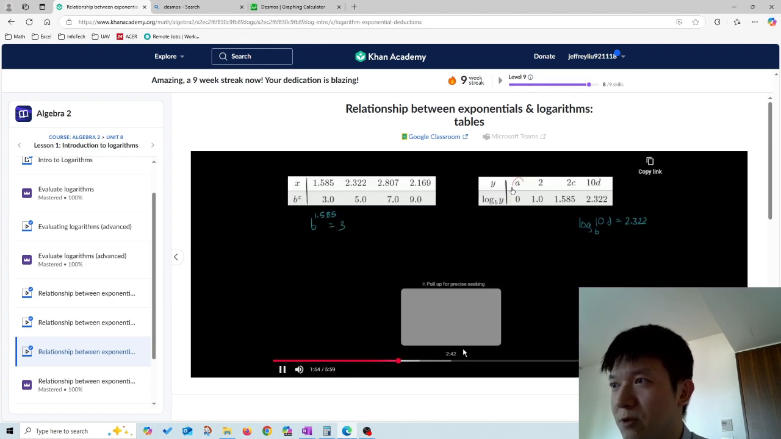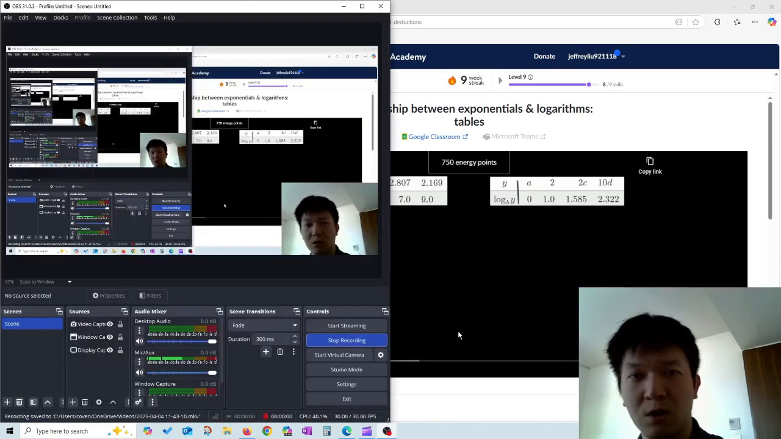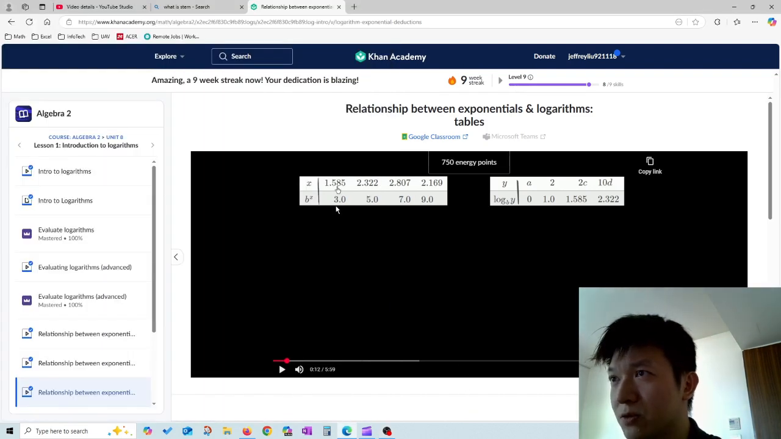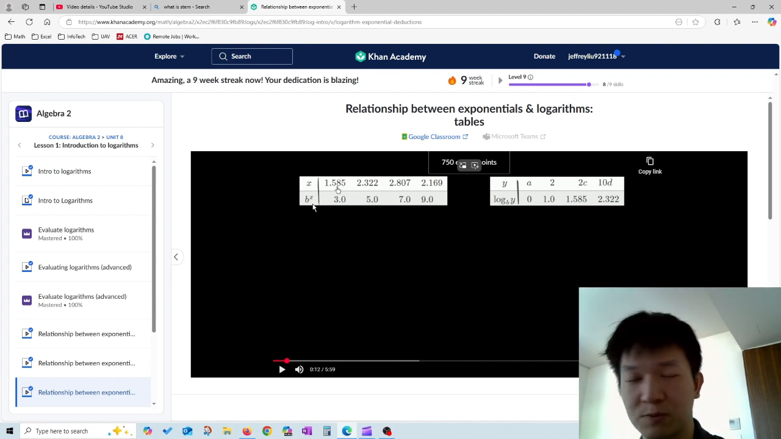Let's move on to tables. Okay, column right over here. Check out the table. Hey guys, so we are still on tables. Here we have two tables. One is the exponential form, and the other one is logarithm form.